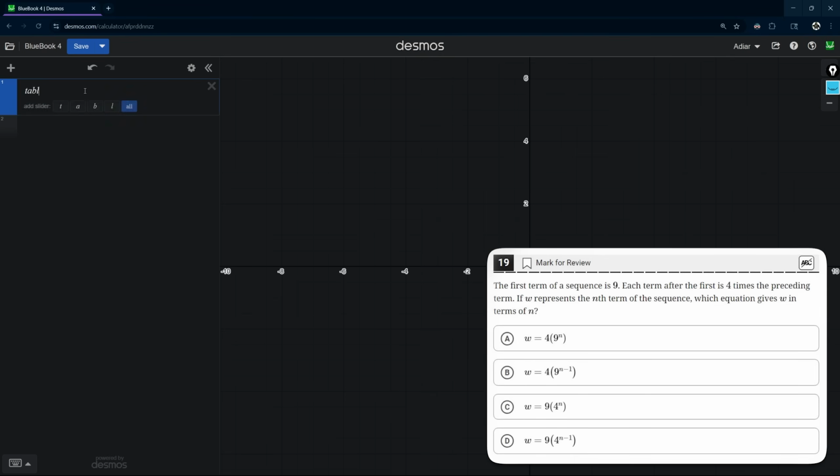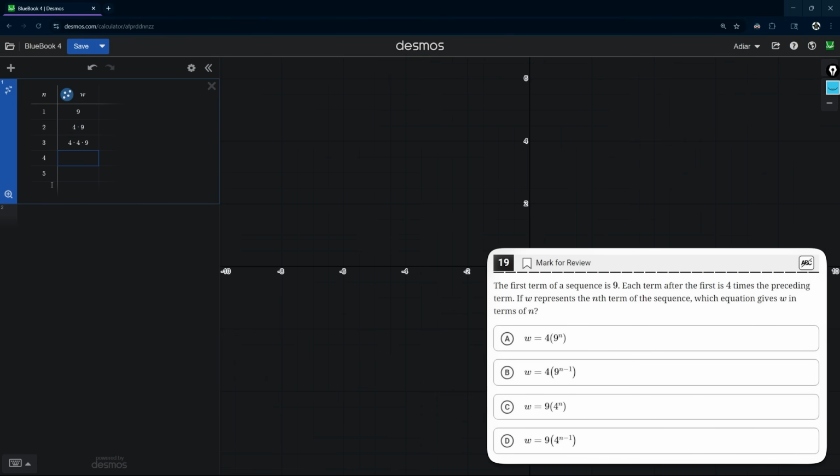I'm going to make a table, and we're going to call this n and this w. And so n is 1, 2, 3, 4. N is just the number of the term we are in the sequence. And so we see that when n is 1, the first term, w, will be 9. And then each term after that is 4 times the preceding term. So we get 4 times 9, and then 4 times 4 times 9, and so on and so forth.